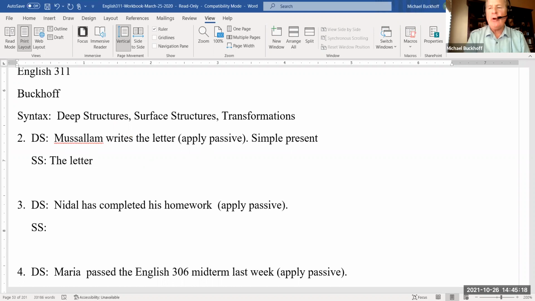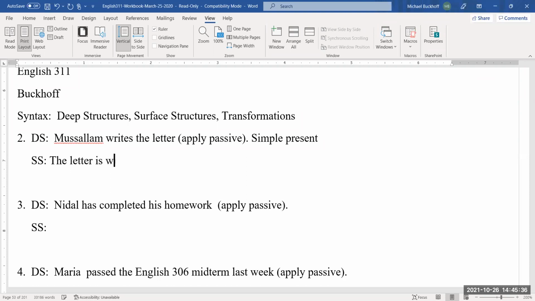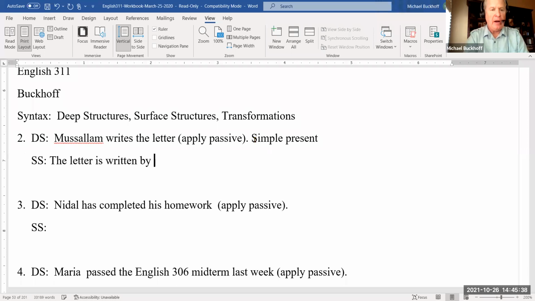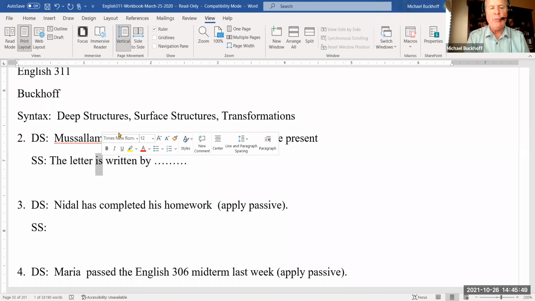So the next thing you want to remember is the tense is indicated in the auxiliary verb if you have a two-part or multiple word verb string. So now the letter, you can't say was, what do we say? The letter is written. There we go. Thank you. By blah, blah, blah. So notice how writes is the simple present and is is the simple present. So we have not changed the original verb tense of this sentence.